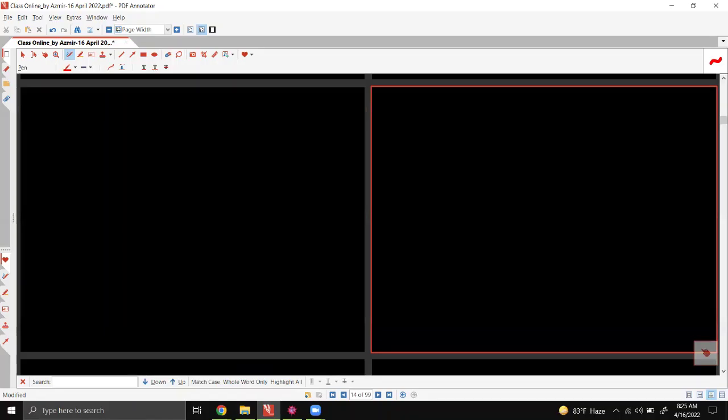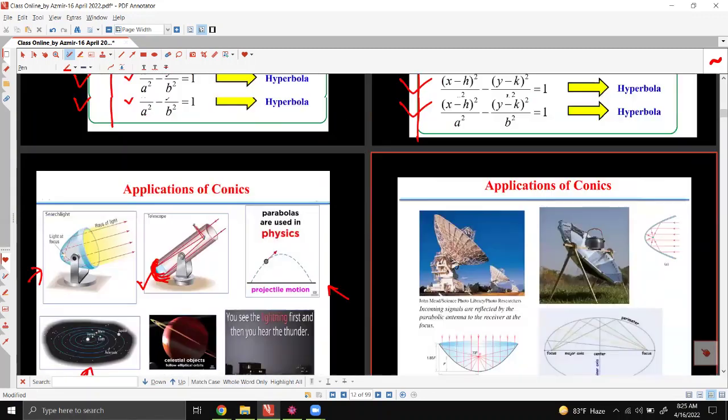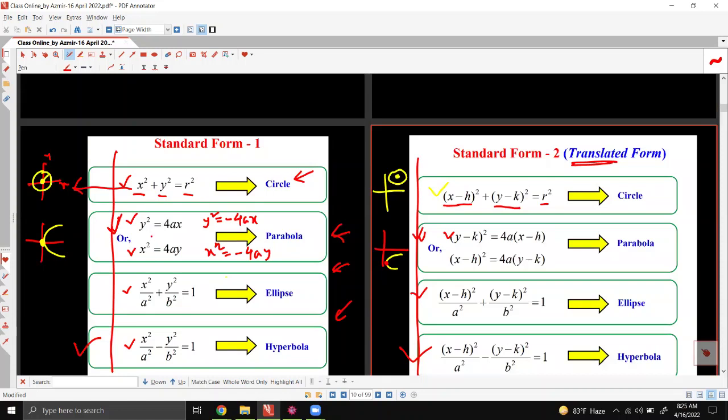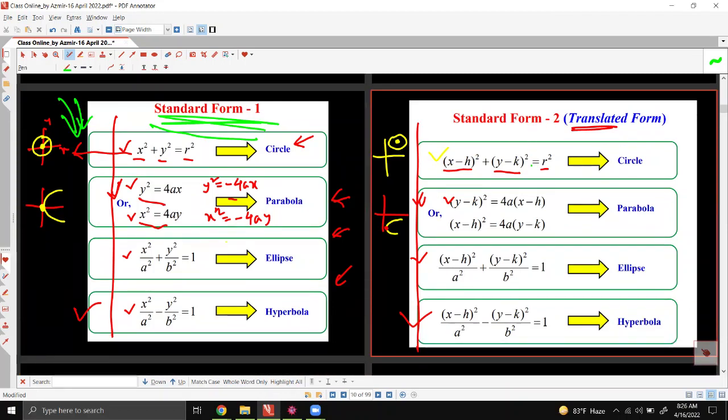At first, let's have a look at the parabola. How do we analyze a parabola? We have a total of 4 equations. I have already mentioned here that y squared equals 4ax or x squared equals 4ay, or we may have y squared equals minus 4ax or x squared equals minus 4ay. It is enough to work with these standard forms. That means standard form 1 is enough to analyze the equations, but we have to remember standard form 2 also.